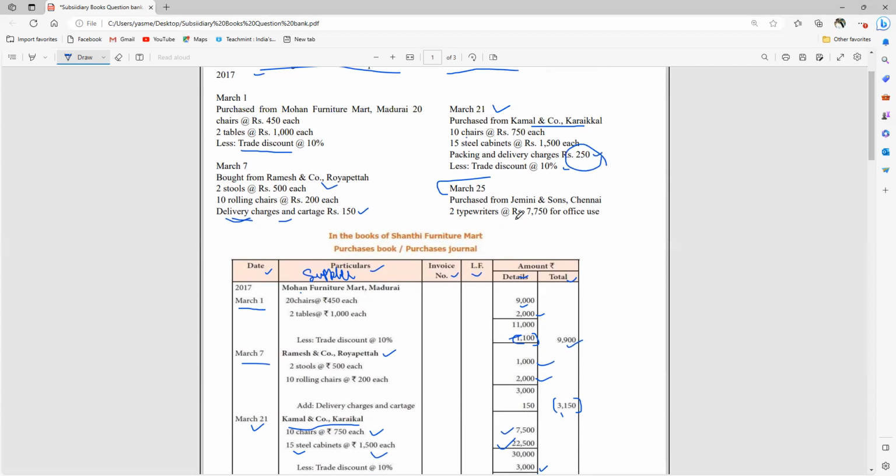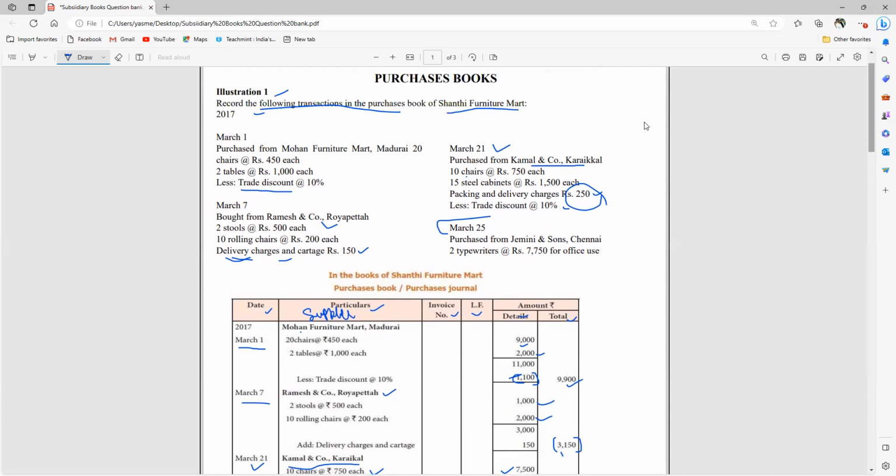two typewriters at 7,750 for office use. So here, like I said, we may buy the furniture because this is a furniture company. But here typewriters have been purchased for office use only. So if we are buying anything for office use, it becomes an asset for the company, and we are not recording asset transactions in the purchase book. We are recording asset transactions in the journal proper book, not in the purchase book.